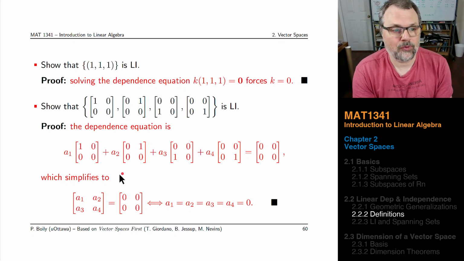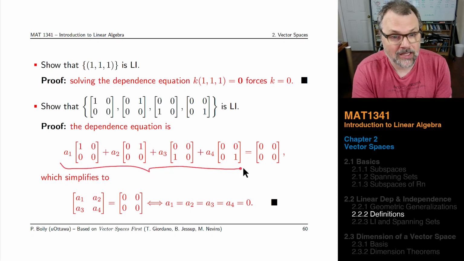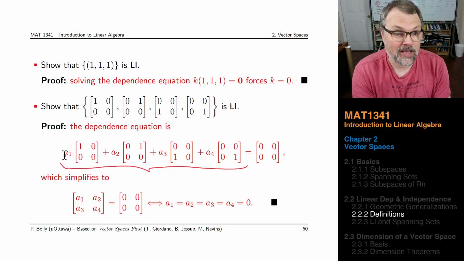4 variables, 4 unknowns, and what's my system? Well, once I have set up the dependence equation, I have to simplify it. I have to do the computations to see what pops up on the left-hand side. So how do I multiply a matrix by a scalar? I multiply each of the entries.